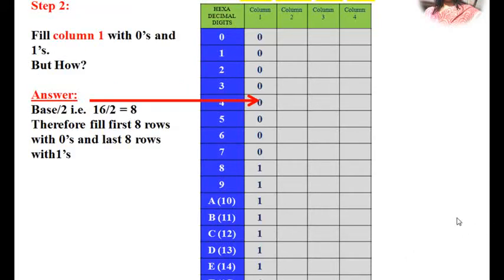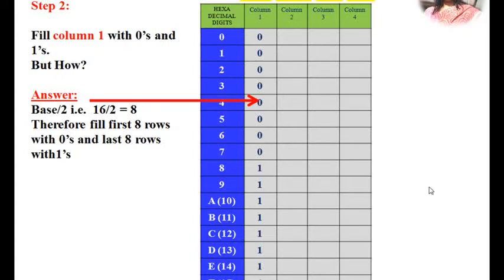Now let us fill the rest of the columns. It's time to fill column 1. But how? Remember that hexadecimal's base is 16. Therefore, base divided by 2 will give you 8. 16 divided by 2 will give you 8. Therefore, fill the first 8 rows with zeros and then the last 8 rows with ones.